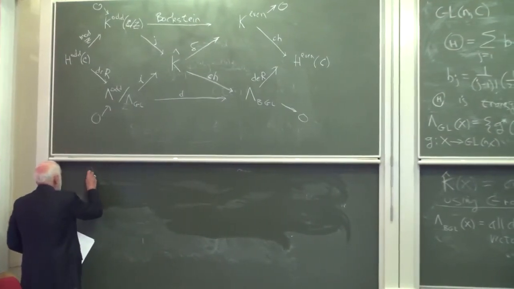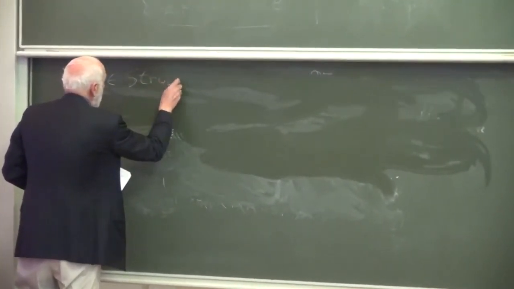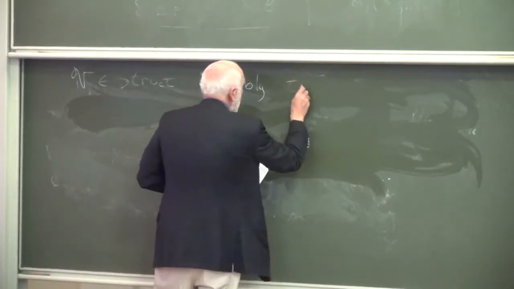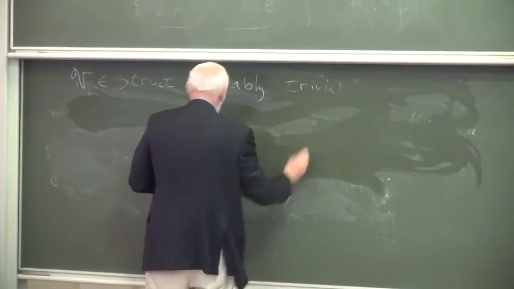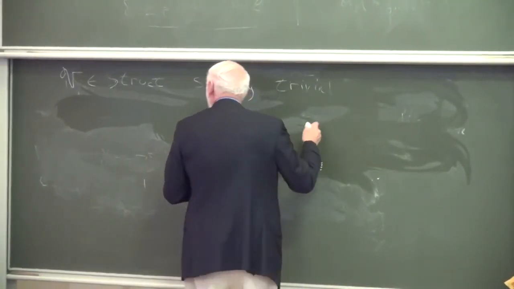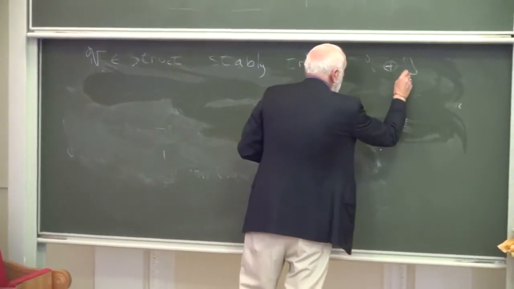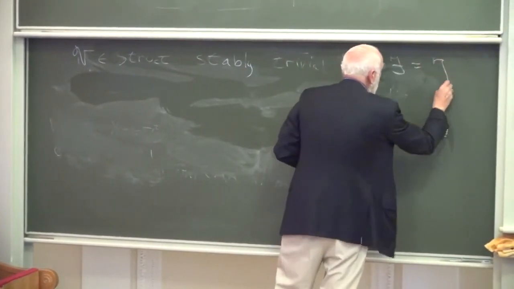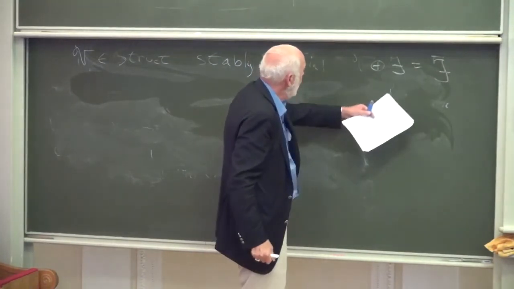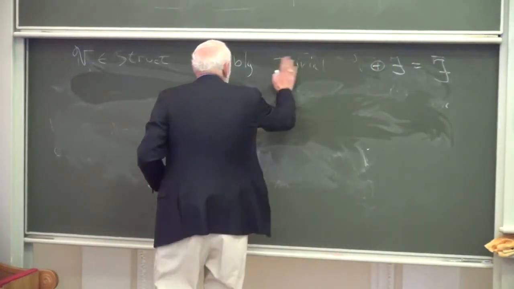We'll call V contained in struct stably trivial. That means that there's a V direct sum something flat equals something else flat. That's what it means. You can add a flat element of struct and the sum will be that. That's stably flat.